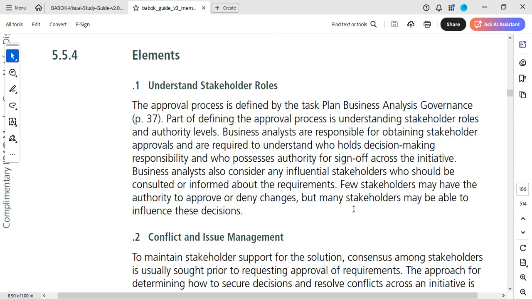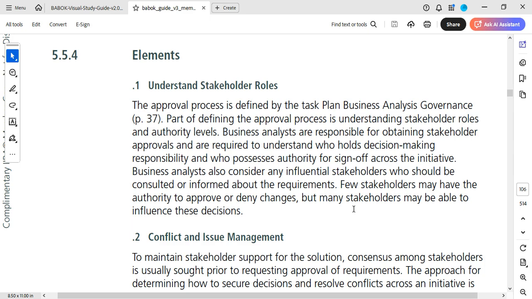Looking at the elements, the first one is understand stakeholder roles. Very important. The approval process is defined by the business analysis governance plan. We have a video on this, you can check it out. Part of defining the approval process is understanding stakeholder roles and authority levels so that you don't go to the wrong person. Business analysts are responsible for obtaining stakeholder approvals and are required to understand who holds decision making responsibility and who possesses authority for sign off across the initiative. So you should have, you know, done your stakeholder analysis and know who you should go to for sign off.